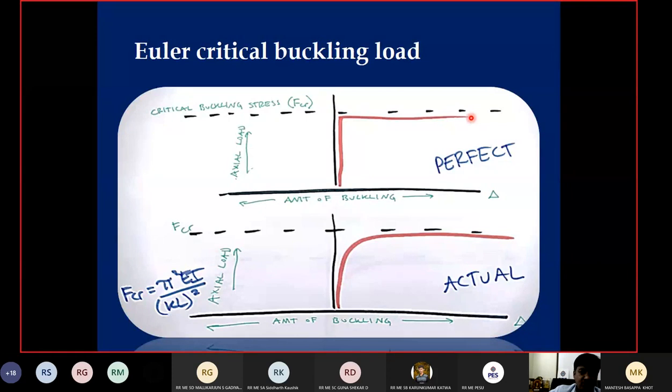When it comes to the actual or real structures, there are going to be a lot of factors, such as imperfections, end conditions, and material behaviors, all coming into play, and the behavior is going to be quite different.